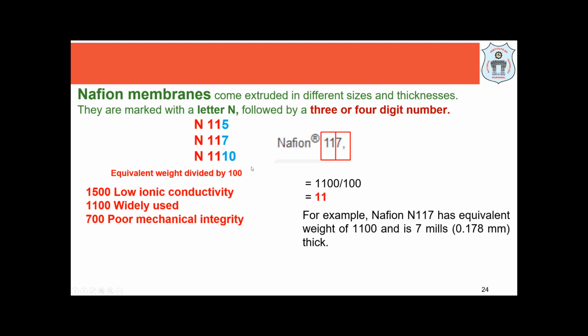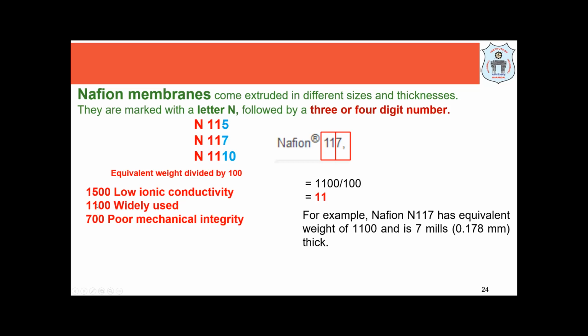The first two digits are the equivalent weight divided by 100. For example, when you say Nafion 117, the equivalent weight is those first two digits multiplied by 100, so the equivalent weight is 1100. The first two digits are obtained by dividing the equivalent weight by 100. What if the equivalent weight is 2200? Then we would have Nafion 22, but such a thing is not there; I am just giving an example. So equivalent weight 1100 divided by 100 is 11, and that is what the first two digits represent.